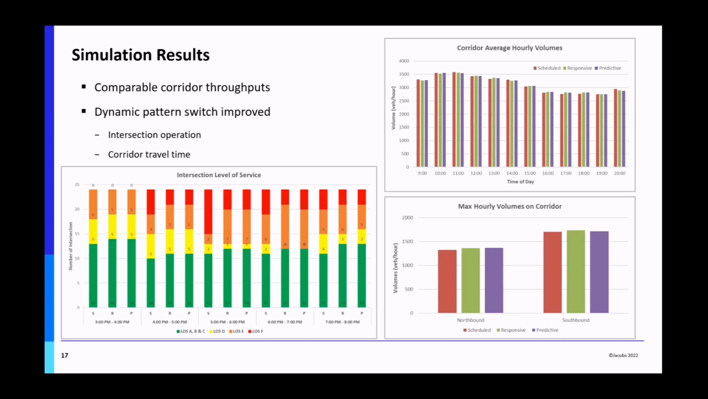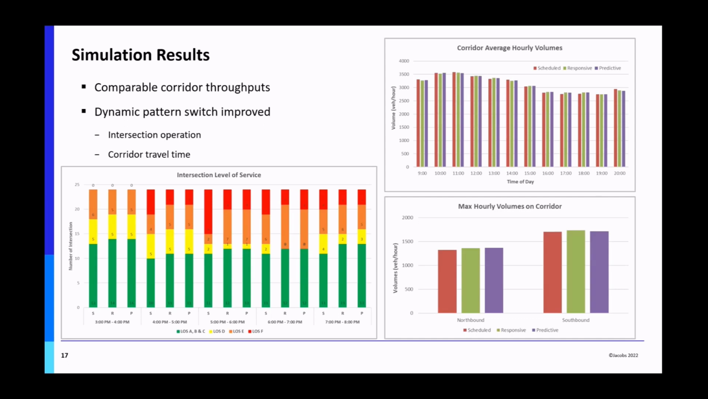This is a summary of the result. Regarding the served volumes in the model, the three scenarios had similar operations, no matter the average hourly volume along the corridor, the upper one, or the highest hourly volume. The three scenarios had numbers close to each other. But for the intersection delays, the dynamic pattern switch can generate better operation.